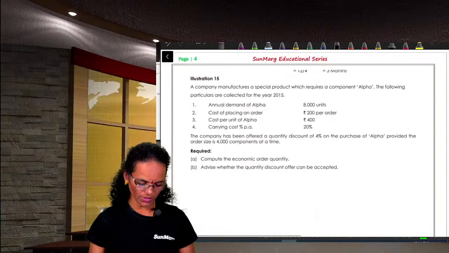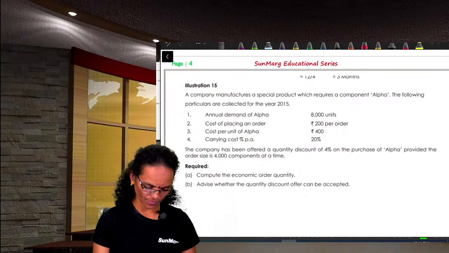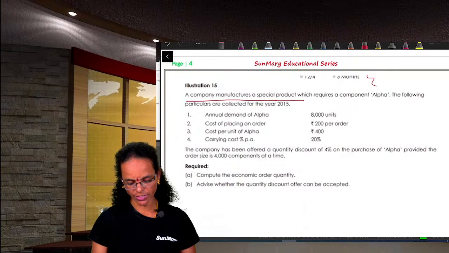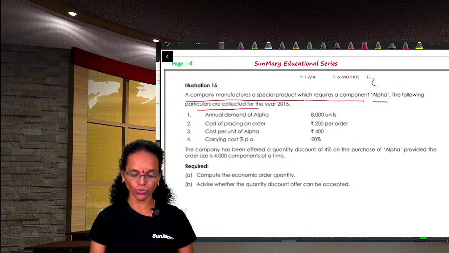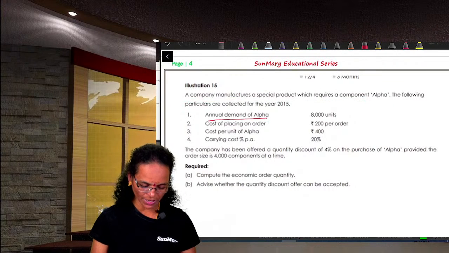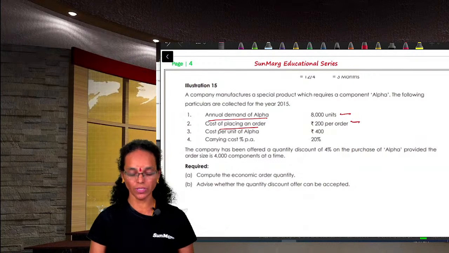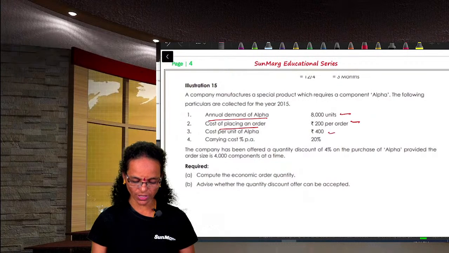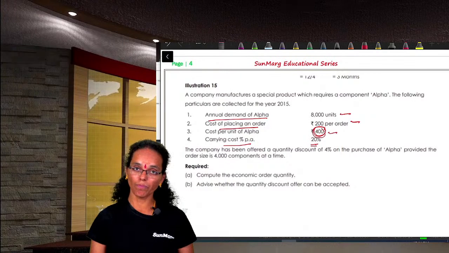Next we go to the 15th problem. A company manufactures a special product which requires a component alpha. The following particulars are collected for the year 2015. Here annual demand of alpha is 8,000 units and cost of placing an order is 200 rupees per order. Cost per unit of alpha is 400 rupees. Carrying cost is 20% on the cost of the product.